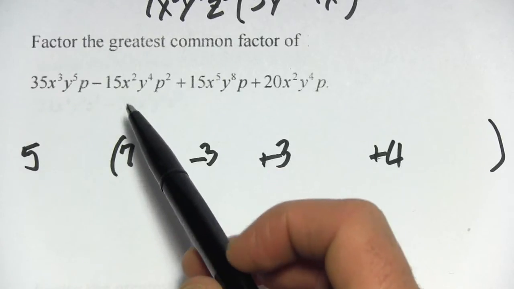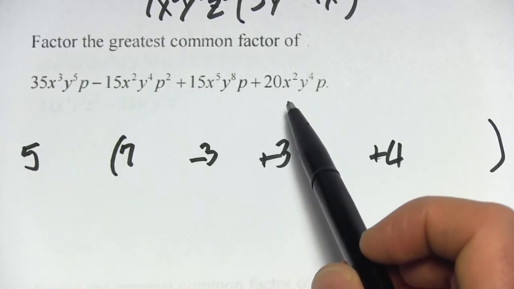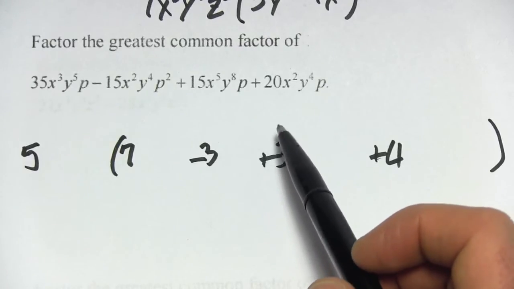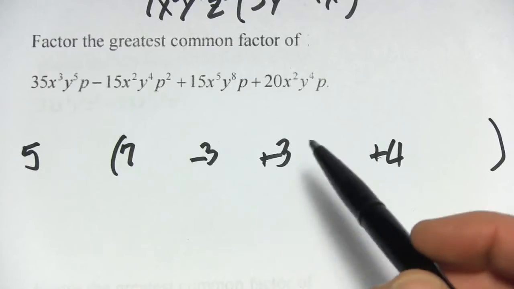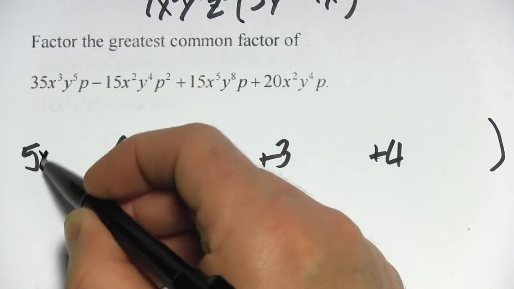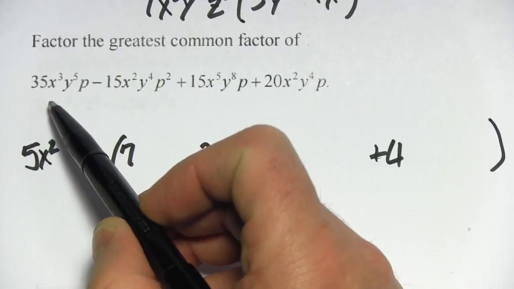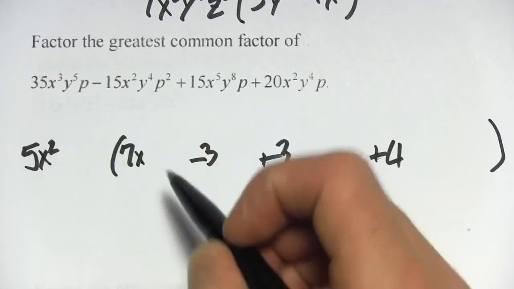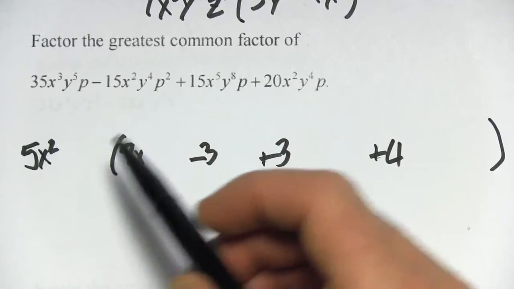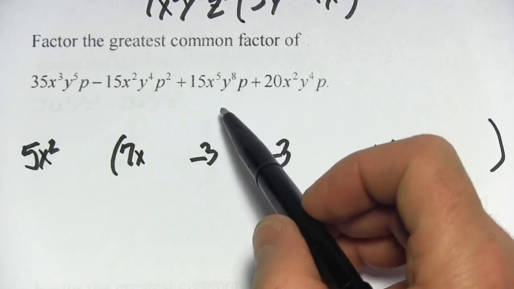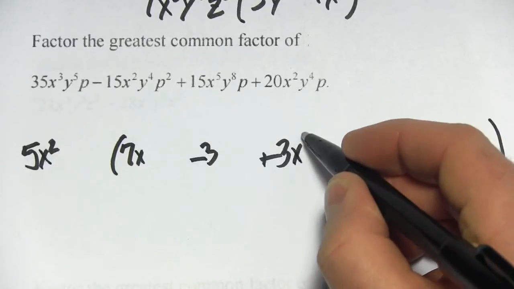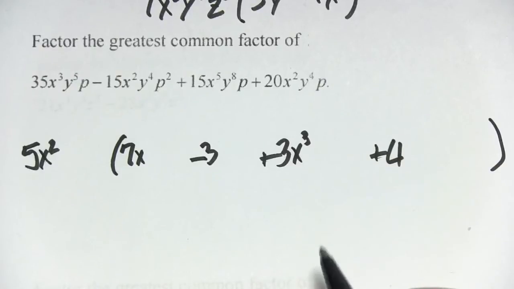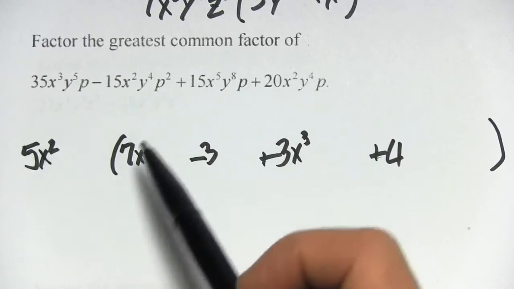We have x to the third, x to the second, x to the fifth, x to the second. The biggest one they all have in common is x to the second. Really, you're always looking for the smallest power of x, because that's the biggest thing you can divide each of them by. So x to the second goes out here, and we divide each term by that. So x to the third divided by x to the second in the first term just leaves x. Here it becomes a 1, so I won't even write it. Here, x to the fifth divided by x to the second leaves x to the third. And here, x to the second divided by x to the second just becomes 1, so I won't write that either. All right, we've done the number and the x's.